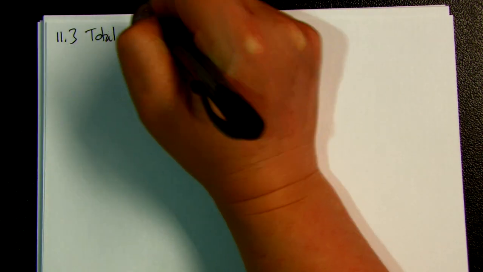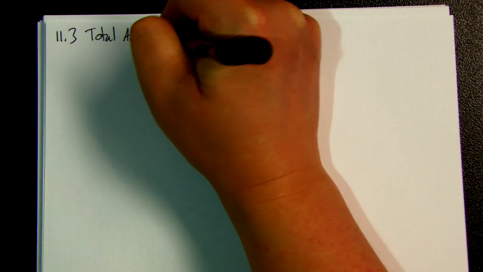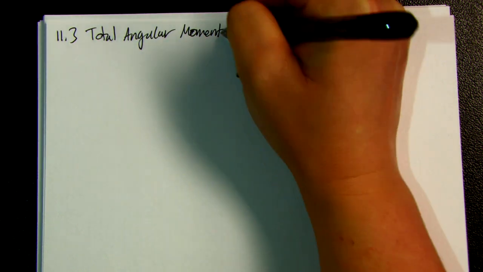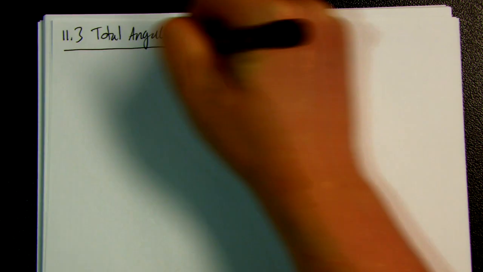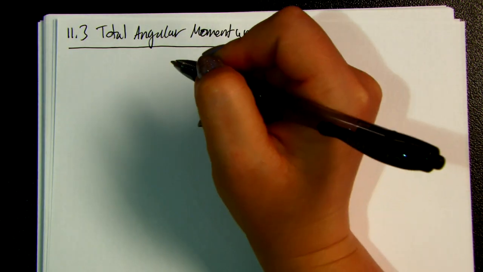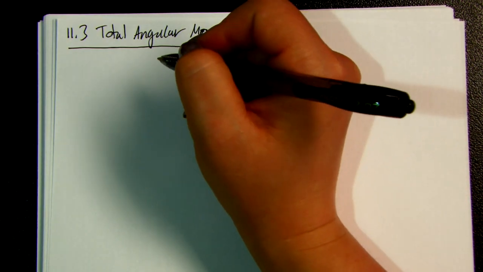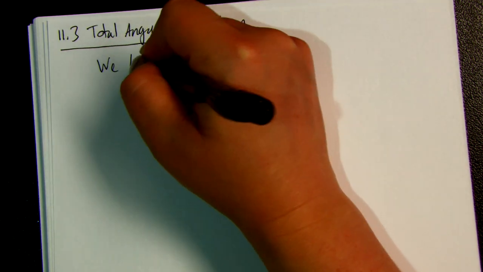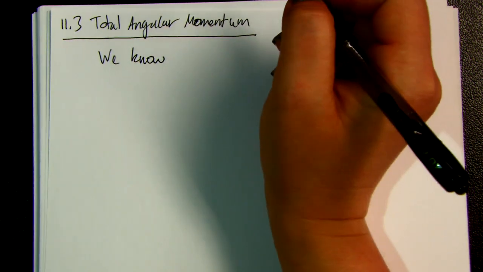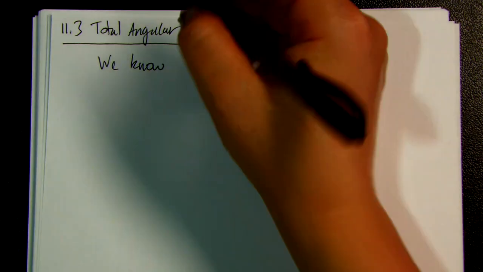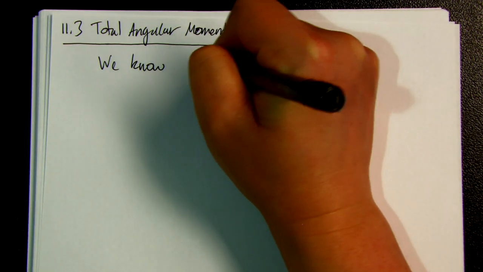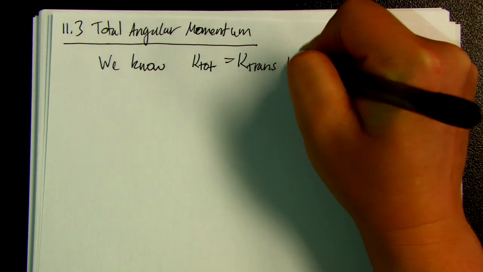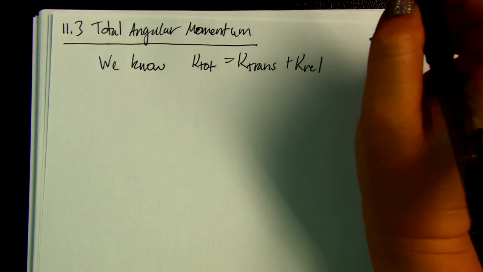All right, so we're still on angular momentum, moving on to section 11.3 in your book. Okay, so we know, because we studied kinetic energy, that the total kinetic energy is equal to the sum of the translational kinetic energy plus the relative kinetic energy.